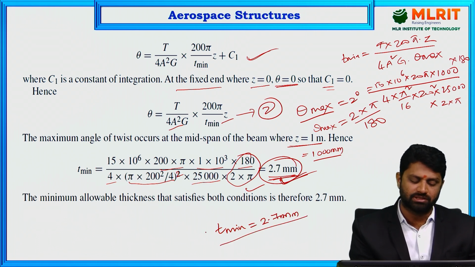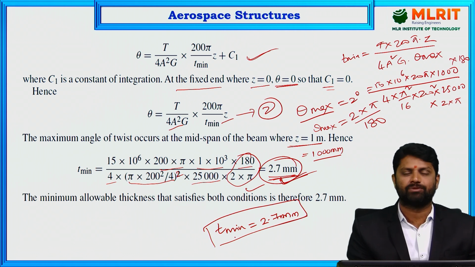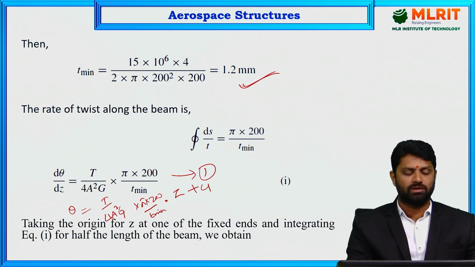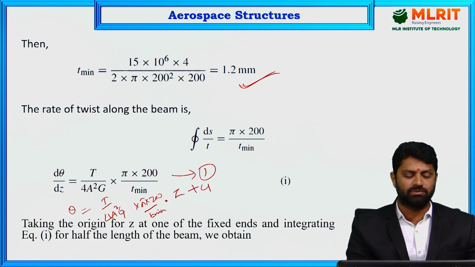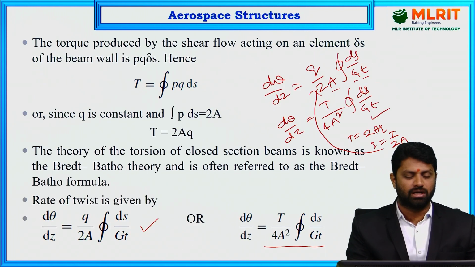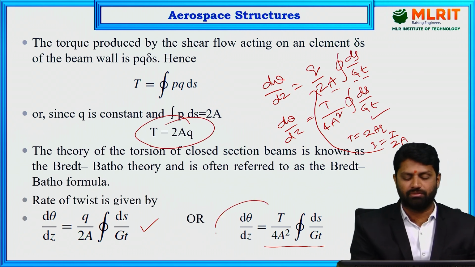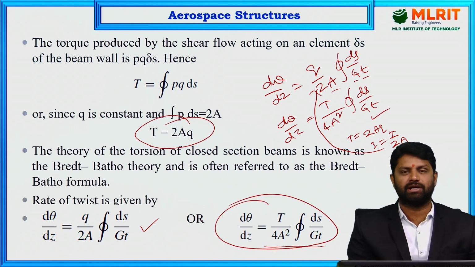Okay, so this is how we calculate the minimum thickness problems in shear flow, that is torsion of open and closed section beams. So this is how we try to solve the problem. Mostly when considering torsion of closed section beams, we use two formulae. One is T equals 2Aq, and the second formula is the rate of twist, d theta by dz equals T by 4A square cyclic integral of ds by Gt.